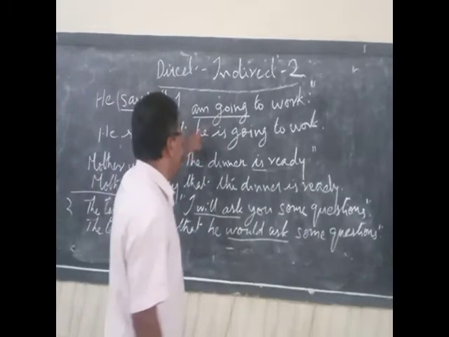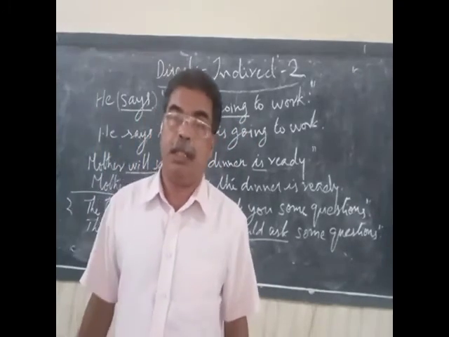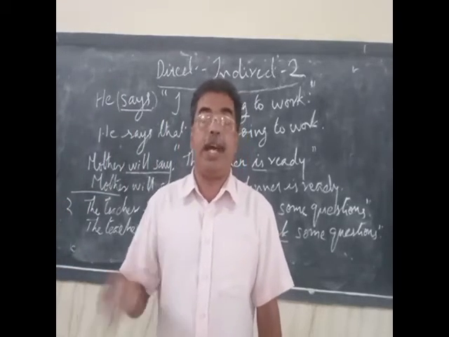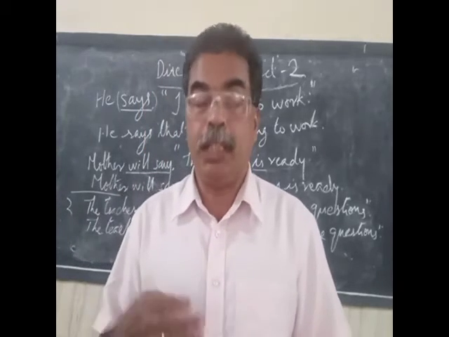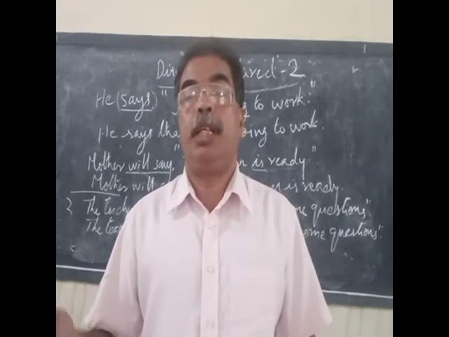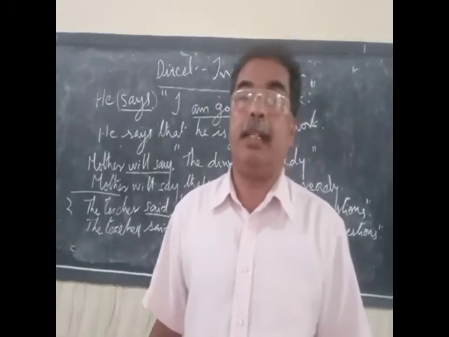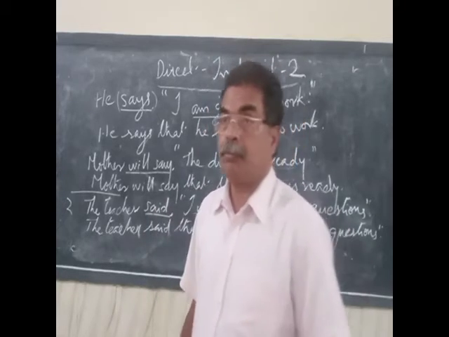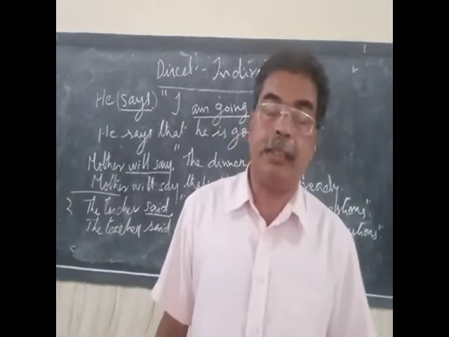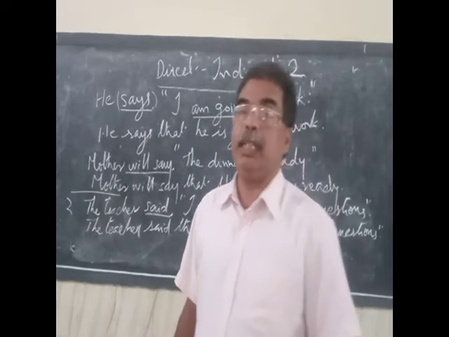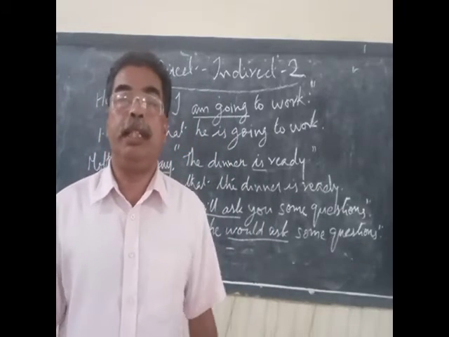There is one more situation where you write as it is. Suppose you are talking about a natural truth or a universal reality, a proverb, which has the meaning yesterday, today and tomorrow, which means past, present and future. The meaning is the same. Then also this will not change. It will remain. For example, the teacher said the sun rises in the east. The teacher said that the sun rises in the east. The teacher says the sun rose in the east. The teacher says that the sun rose in the east.